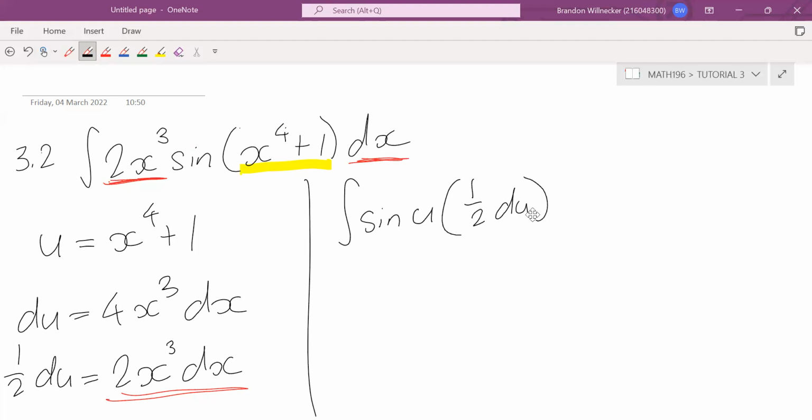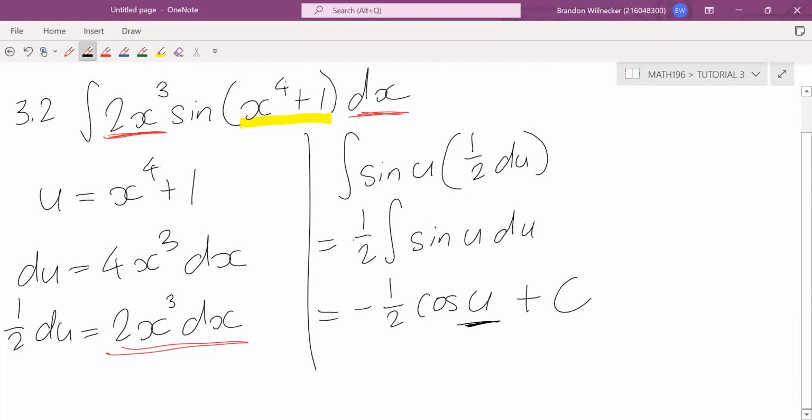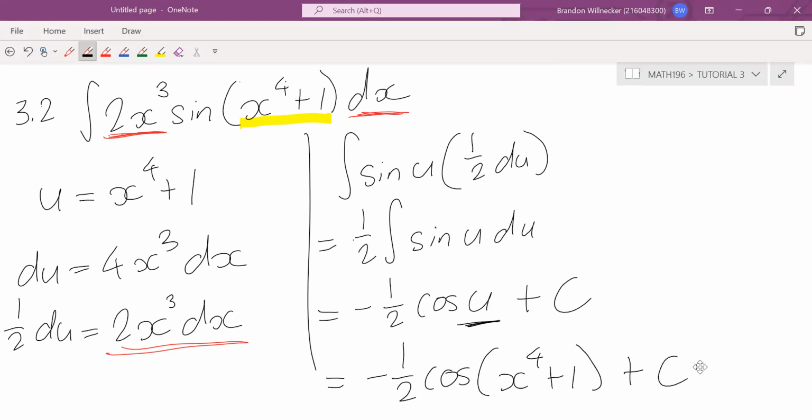Good. Now we can take the 1/2 out, and we're just left with the integral of sine. So this becomes 1/2, the integral sine of u du. That's very easy to do. That's going to give us minus 1/2 cos of u. Don't forget your plus c. Okay, but we can't leave it in terms of u. We need to put the original x expression back. So this is going to be minus 1/2 cos of x to the 4 plus 1. And don't forget your plus c, that gets carried down. Okay, so again, very straightforward.